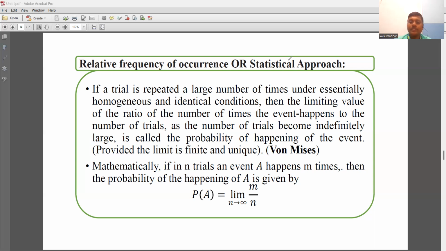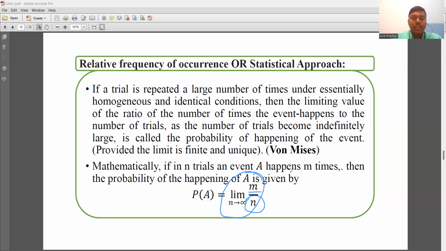So basically this is also called the limiting definition. Here we are taking n as an indefinitely large number. It represents the number of trials which are conducted as infinity or a large number. So you can think of this as the frequency also. If n is considered as the total number of times we repeat the experiment, and m is representing the frequency of that particular event.